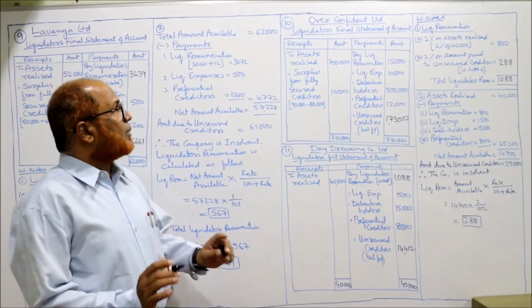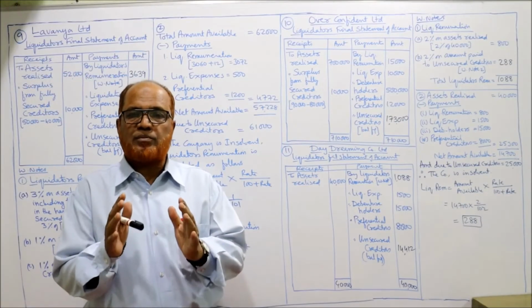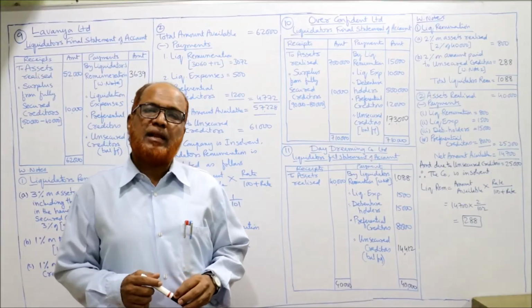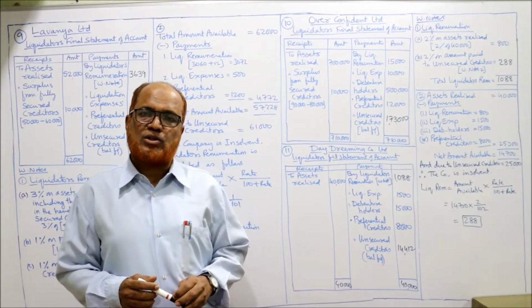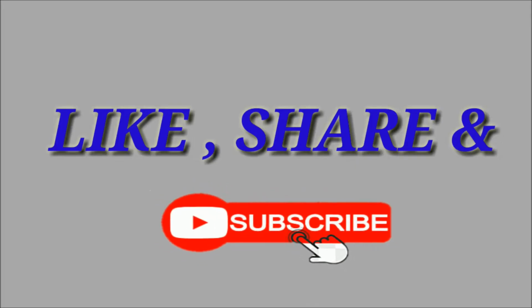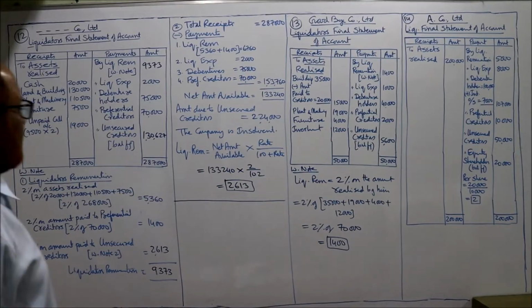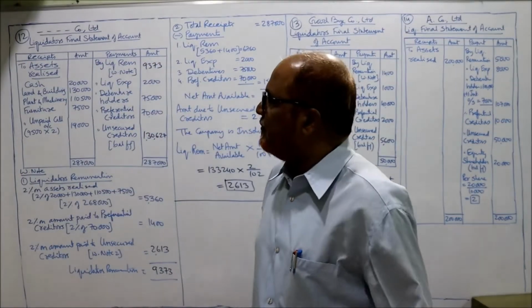That's it. So three problems, 9th, 10th and 11th problem. These three problems we have done on preparing the liquidator's final statement of account. Now we'll start problem number 12.